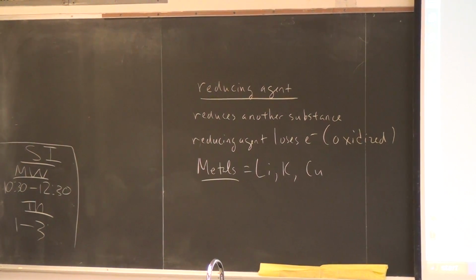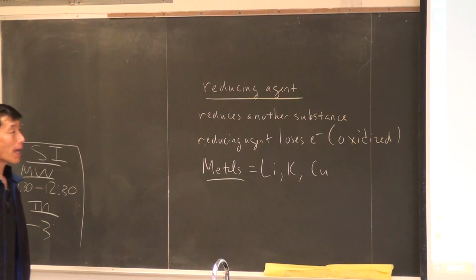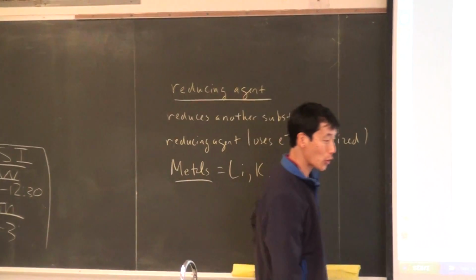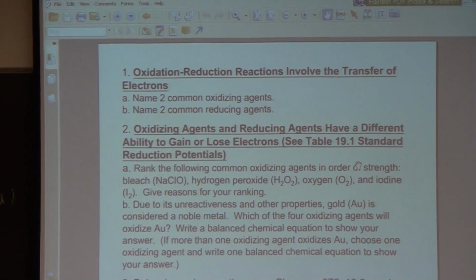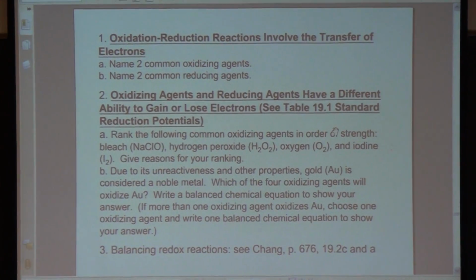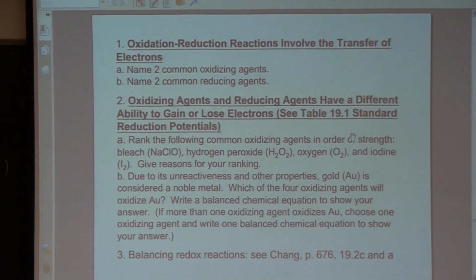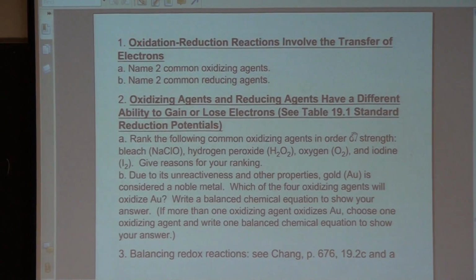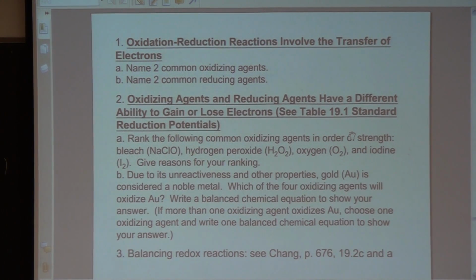Okay, let's go do question 2. Oxidizing agents and reducing agents have a different ability to gain or lose electrons, so we can actually look up that ability on table 19.1. So let's rank the following oxidizing agents in order of strength: bleach, hydrogen peroxide, oxygen, iodine. Of those 4, which one is the strongest, which one is the weakest, and which are the ones in between?